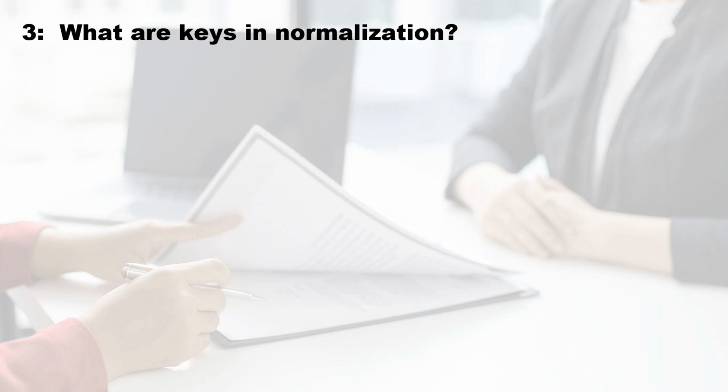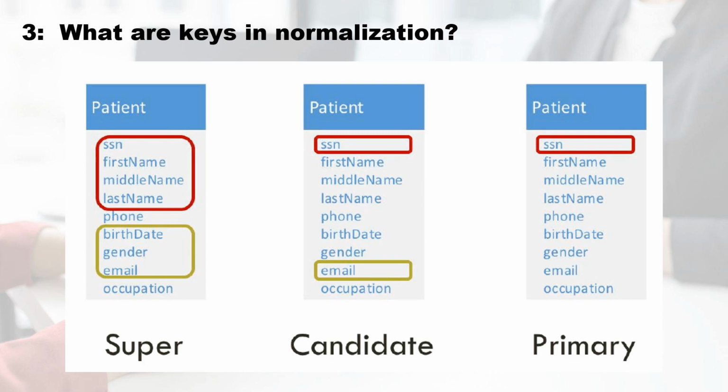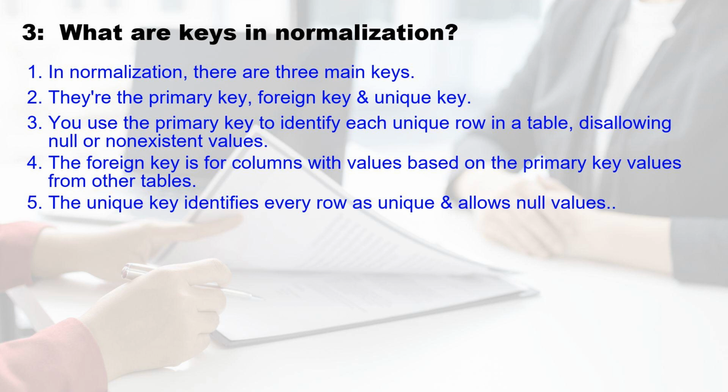Number 3. What are keys in normalization? In normalization, there are 3 main keys. They're the primary key, foreign key, and unique key. You use the primary key to identify each unique row in a table, disallowing null or non-existent values. The foreign key is for columns with values based on the primary key values from other tables. The unique key identifies every row as unique and allows null values.